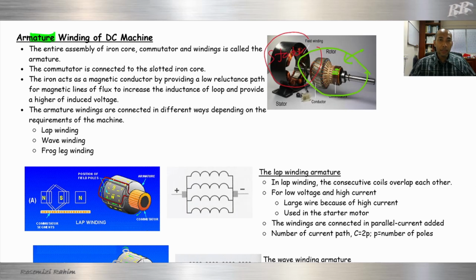The commutator is connected to the slot iron core. This copper will connect the rotor and the commutator. The iron acts as a magnetic conductor.